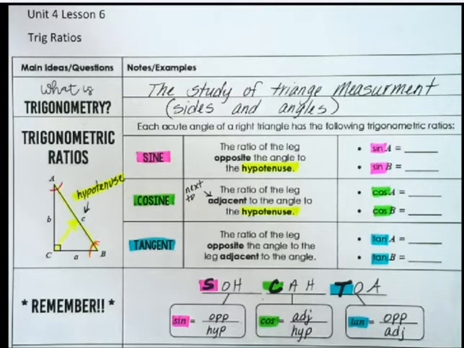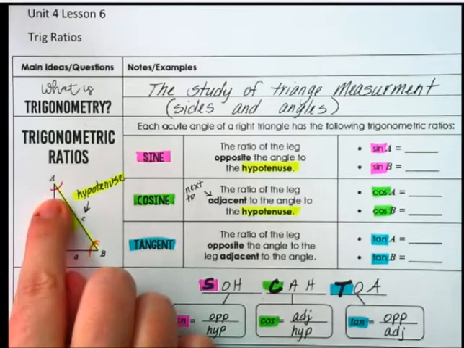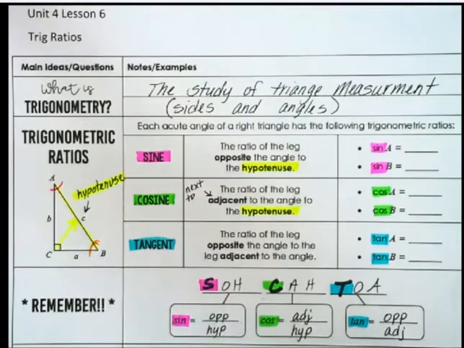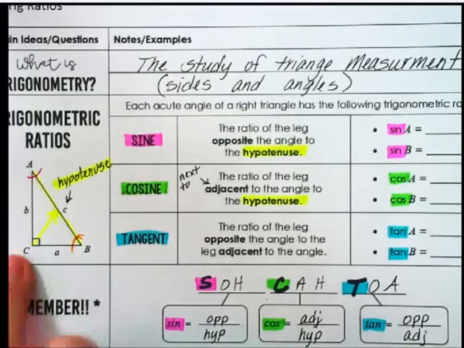And then we have our tangent. That is the ratio of the leg opposite the angle to the leg adjacent to the angle. So let's use this little example here. Now, I have angle A as red and angle B as orange. I'm going to zoom in just a little bit. We don't ever need to know or find out angle C because that's our 90-degree angle, so we already know what that is.